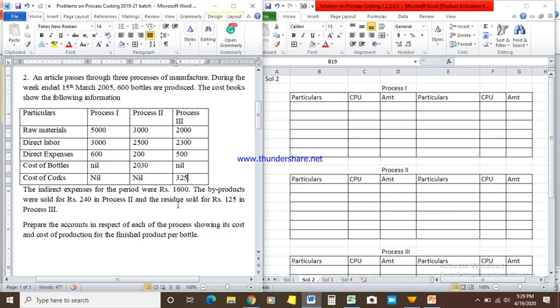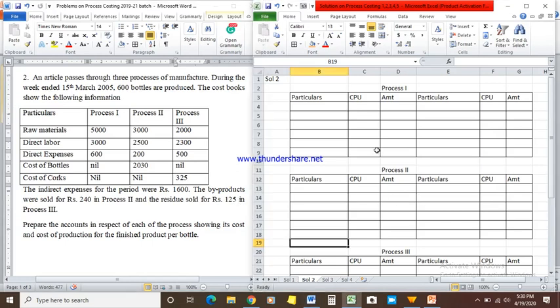In this problem, we are given that at the time of manufacturing in the second process, a certain amount of byproduct got generated and that is sold and the value is realized. Similarly, in the third process, some residue has been generated and by selling it we have realized 125 rupees. So we need to capture these two things while preparing the process cost. Now again I have prepared the format ready to save time. So let's start one by one. Let's go to the first process.